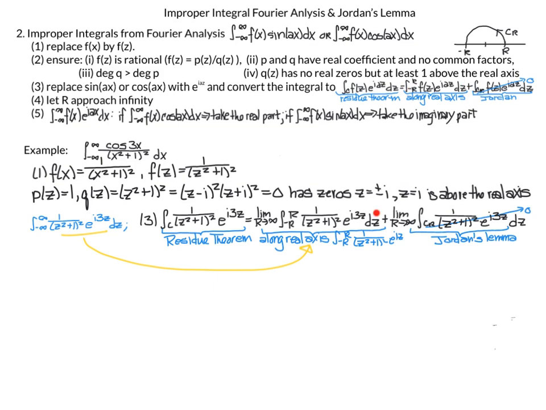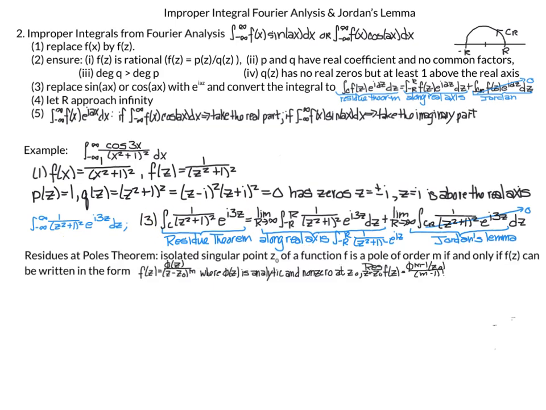This part here is along the real axis, and we have that noted. And this part here, we can use the residue theorem. So let's go ahead and use the residue theorem as our next step. For this, we are going to use our residue at poles theorem because we have a pole here of order 2. Actually, yes, a pole at z equals plus and minus i, both of them of order 2.